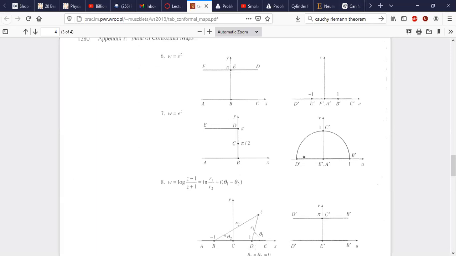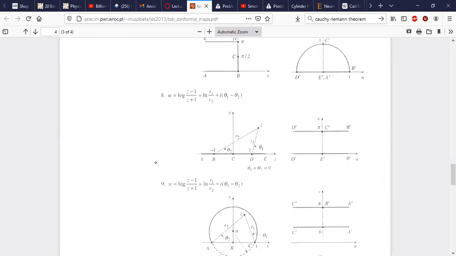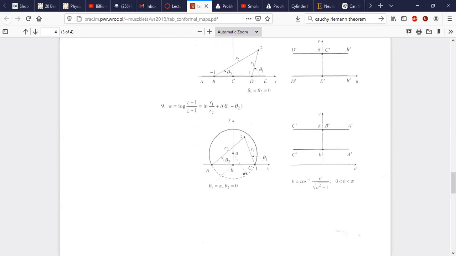And the points a, b, c, d with primes are shown in the image of that function. Okay. Logs are pretty neat too. So logs actually transform you in between. So this is more than you'll need for most problems.